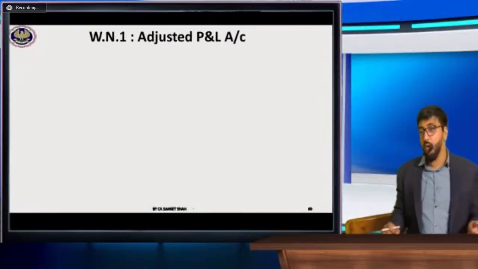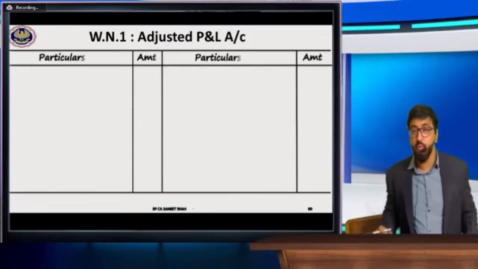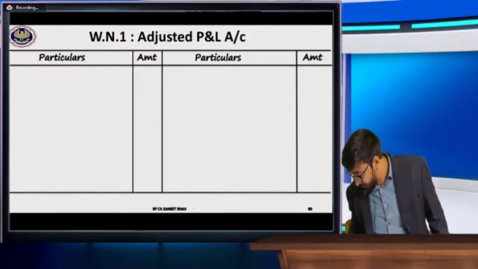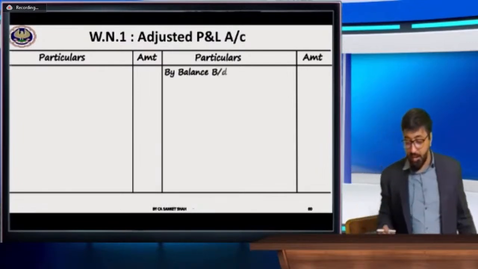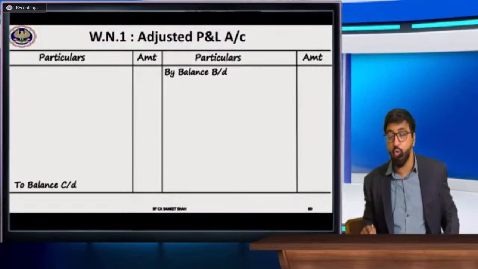But instead of preparing address format, I always prefer to prepare T format. As you are aware, I always prefer the T format. And now this is very important: by balance brought down and to balance carried down. That's why I told you I always prefer to start from retained earnings.